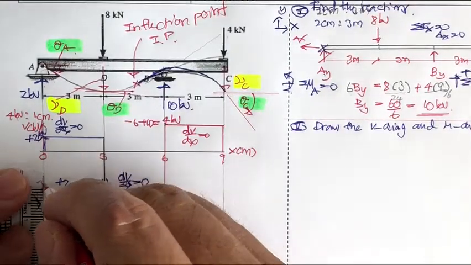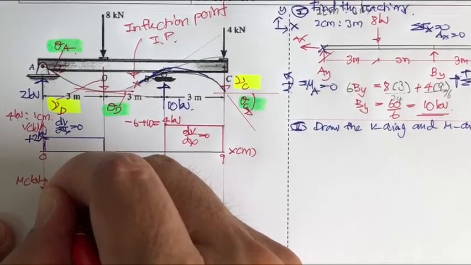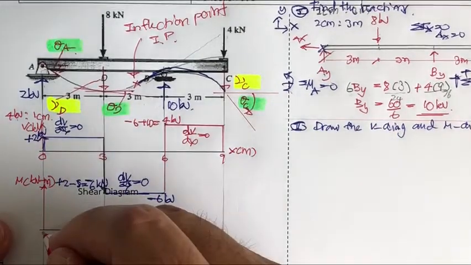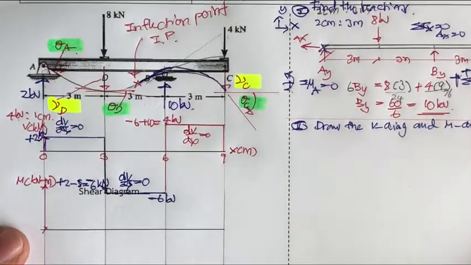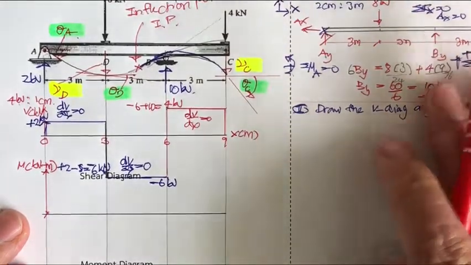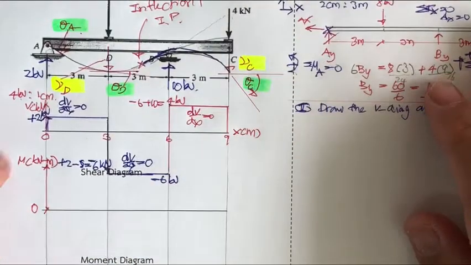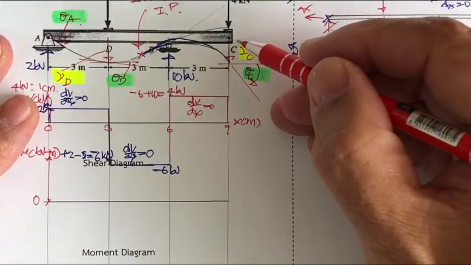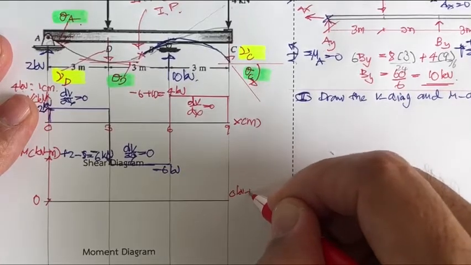And next is going to be your moment diagram. That is kilonewton meter. Okay, and then you have this, this is the A, and the A has what? The A has no moment. Since it has no external moment, that's going to be just 0. And also at the C, you may see here, C also has no moment. Okay, that is going to be 0 kilonewton meter.